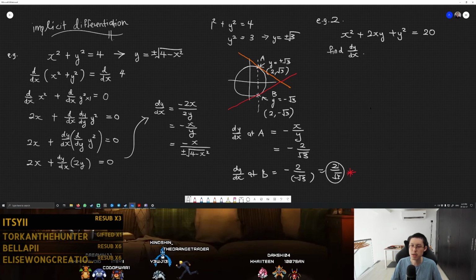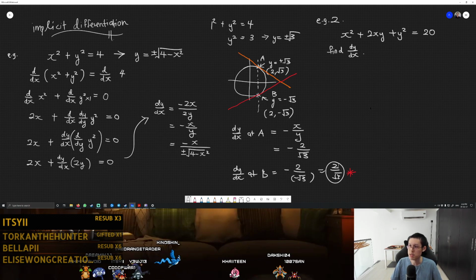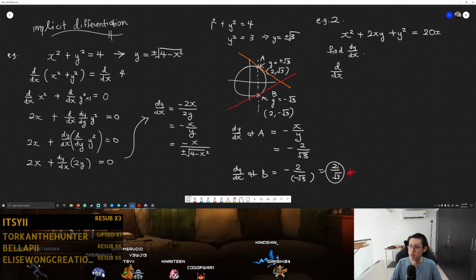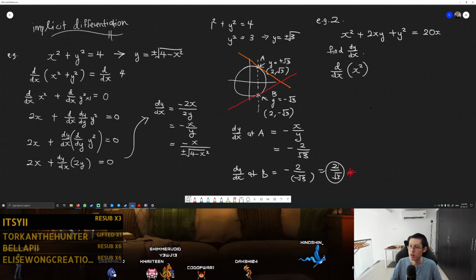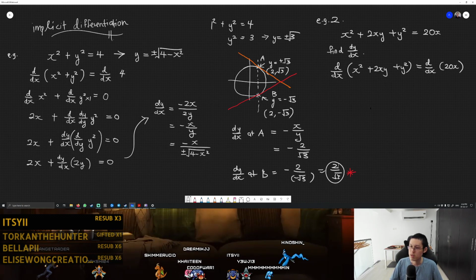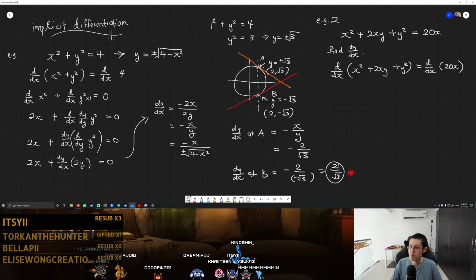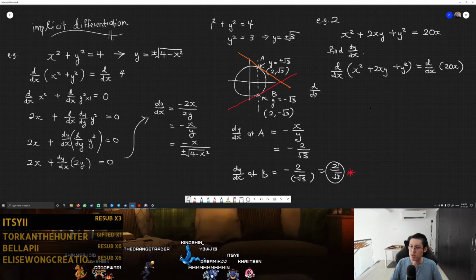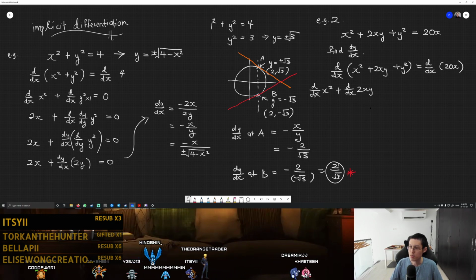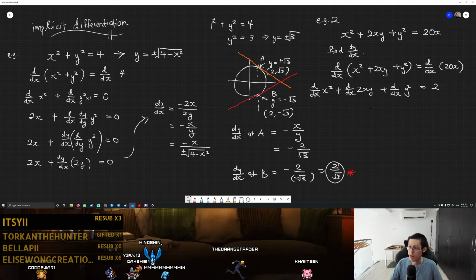You know what? Let's just make this a bit more interesting by putting an x over here, just because we can. Okay, so we're going to start by differentiating the left side. Let me do it like that. I'll just write it out one by one, just to show you every single step. So d/dx of x squared plus d/dx of 2xy plus d/dx of y squared. And this guy is going to give me 20.